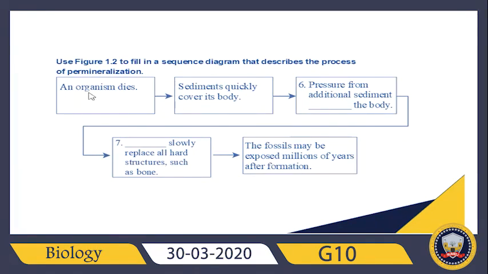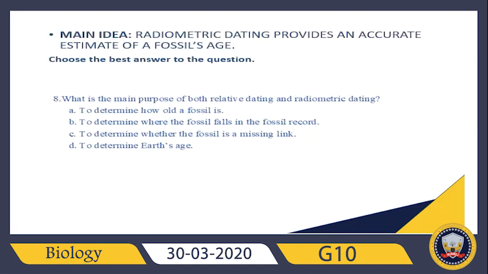Okay, so again, guys, an organism dies, then sediments quickly cover its body, pressure from additional sediment compresses the body, and then minerals slowly replace all the hard structures such as bones, and then the fossil may be exposed millions of years after formation. So this is how the process of permineralization takes place. Now let us move to the next idea.